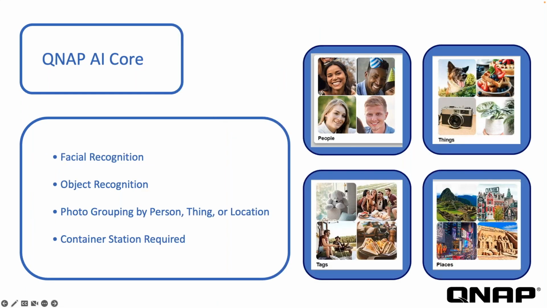To facilitate the AI components like facial recognition, object recognition, as well as grouping photos together by person, thing, or location, you can install the QNAP AI Core app. This is free to download in the App Center in QTS, but you'll also need to download Container Station as well. Once you have this, you'll be able to see these features under the Explore tab in QuMagie.